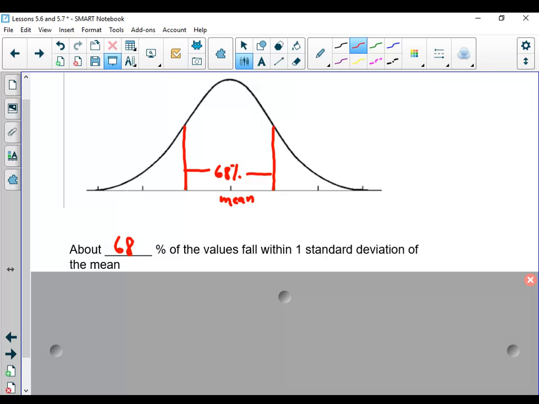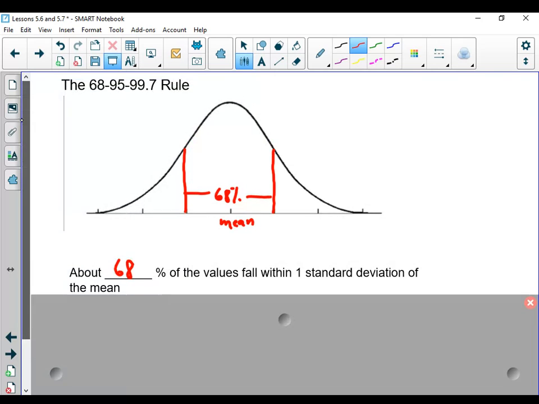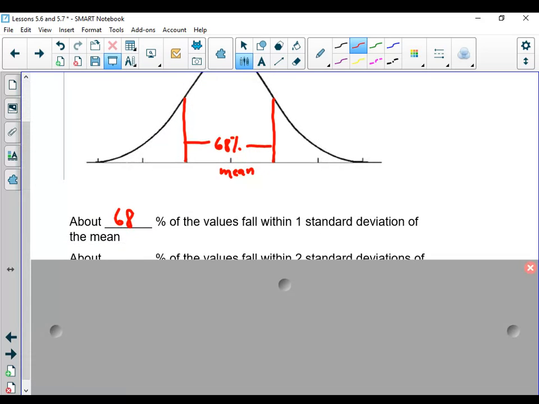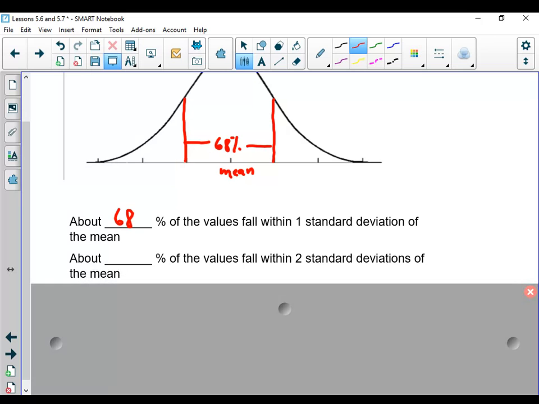Then as I start creeping out, that's the second part of my rule, the 95. Well, the 95 then means about 95% of my values are going to fall within two standard deviations of the mean. So now when I get out here, that's now going to be 95% of my values.